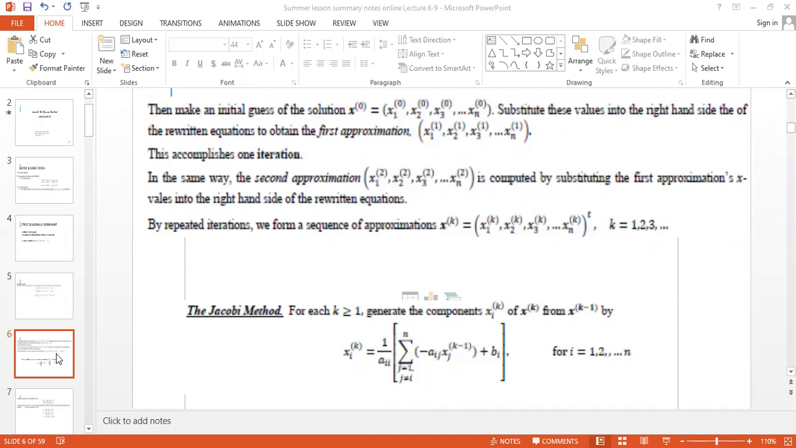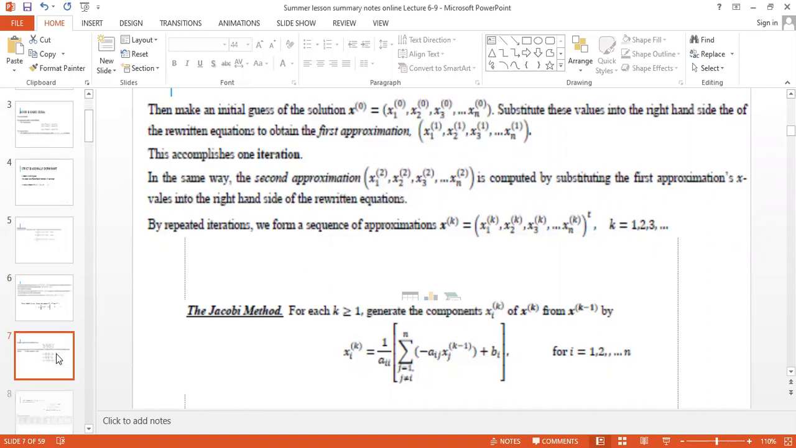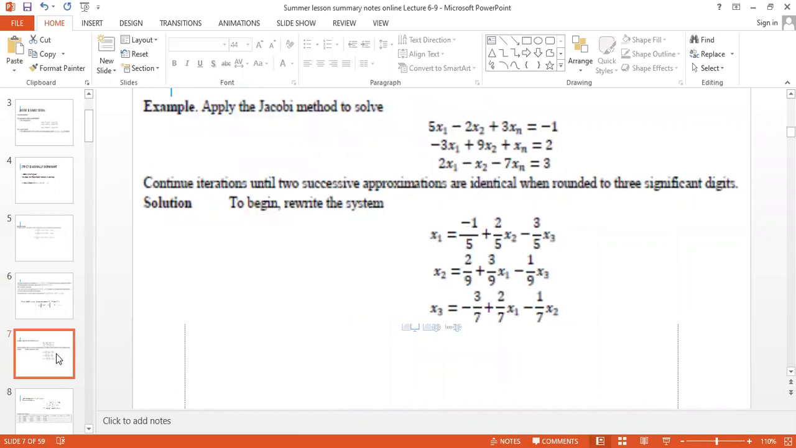So we've explained this. Let's move on to the next slide. We have an example here to try. We've been told to apply the Jacobi method to solve the system: 5x1 minus x2, 2x2 plus 3x3, and let's keep this as x3, is equal to that. So like we said, first you have to rewrite the equations.